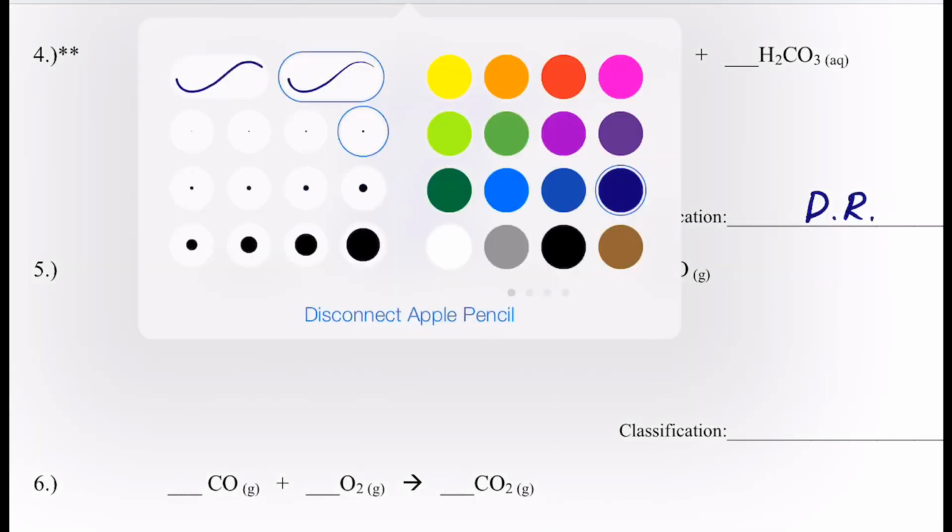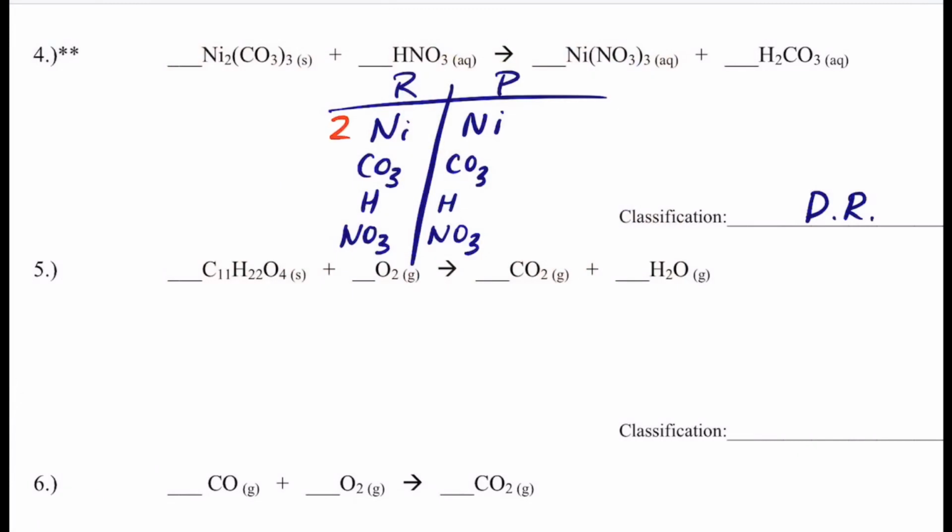I'm going to go through and take my inventory, and I've got 2 nickels, 3 carbonates here, 1 hydrogen, 1 nitrate, and again, I've got oxygens in each of them, but if I balance them by polyatomic ions, I make my life a lot easier. 3 nitrates, 1 carbonate, and then 2 hydrogens. So I don't know the order that would be easiest, so I'm just going to go in the order of my T-chart, and I think that works out a lot of the time. So what I'm going to do is put a 2 there.